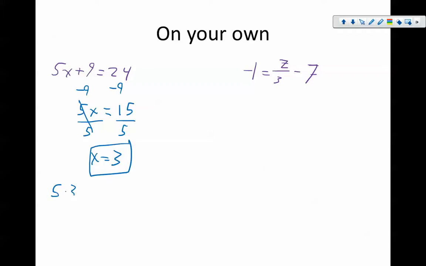And if I wanted to check that, I just plug it back in. So we have 15 plus 9 equals 24, and 24 equals 24. That is the correct solution because it checks out. Let's do this other one.